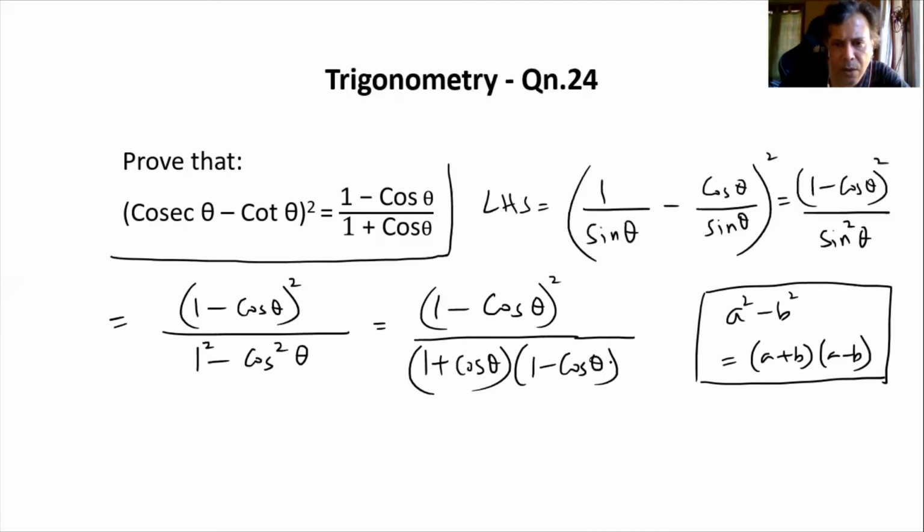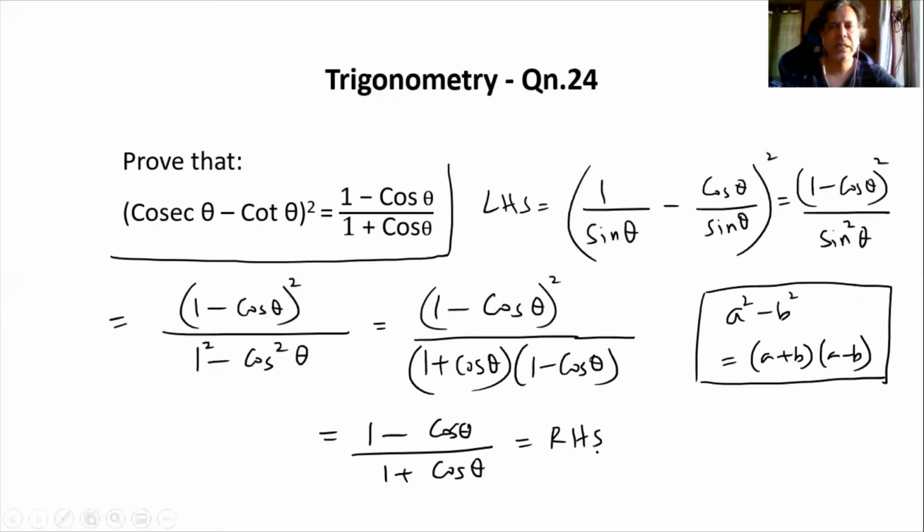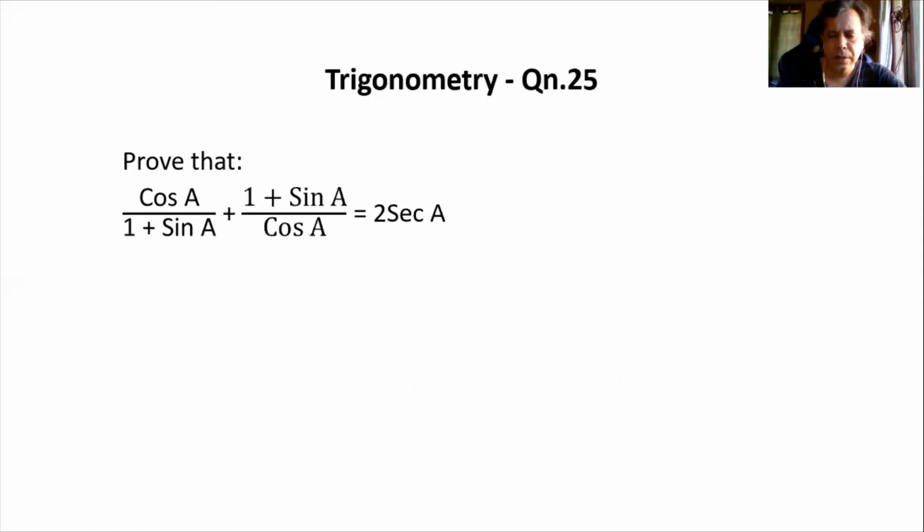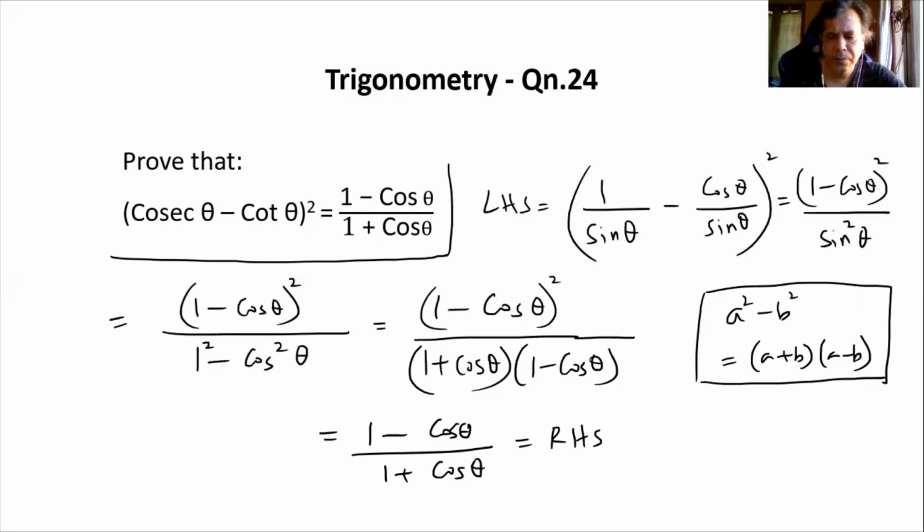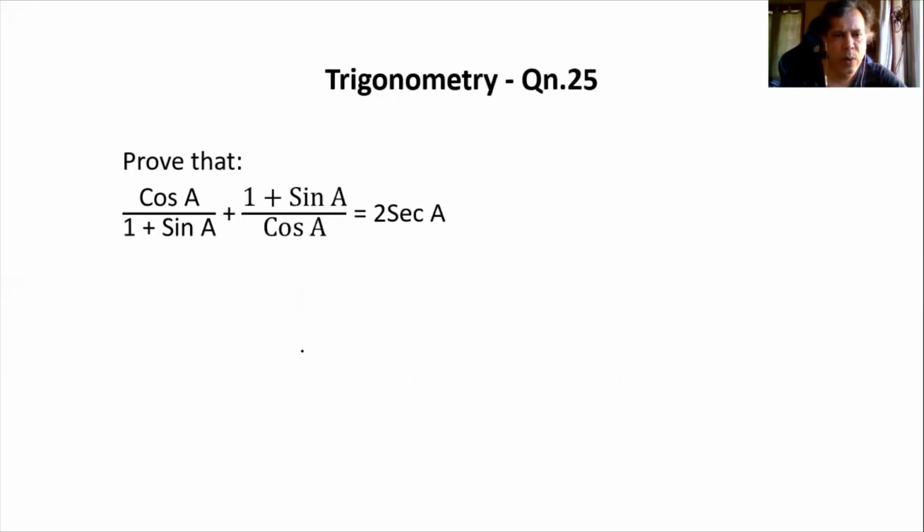Now, here we have 1 minus cos theta. Here we have 1 minus cos theta, the whole square. So if I try to cancel, one term will go. So you will land up with 1 minus cos theta divided by 1 plus cos theta. That is the required right-hand side to us. Right? So that is this problem. Let's move on to the next one.